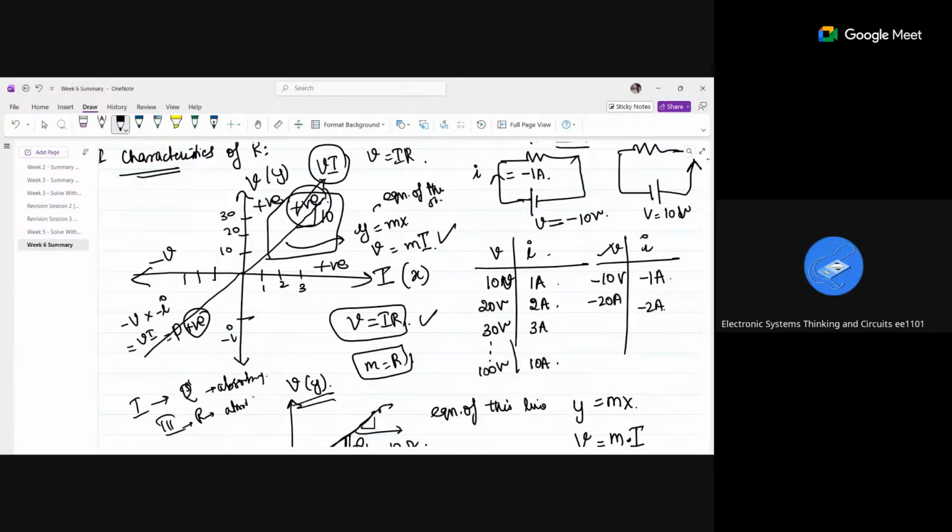So the VI characteristics of a resistor are present only in the first quadrant and third quadrant. In both these quadrants the power is positive, so it is absorbing power. And the remaining two quadrants are delivering power.